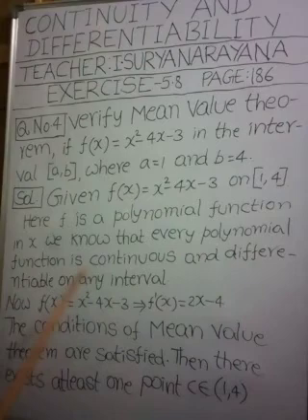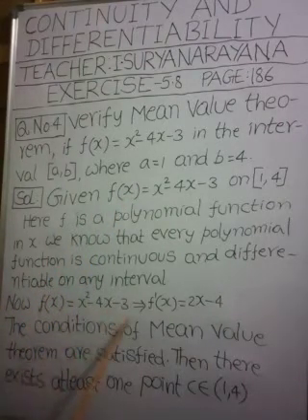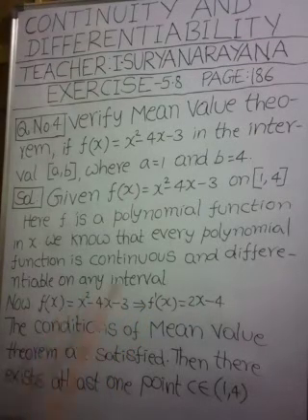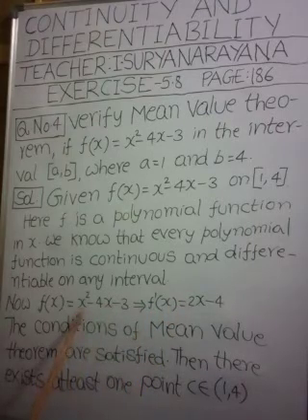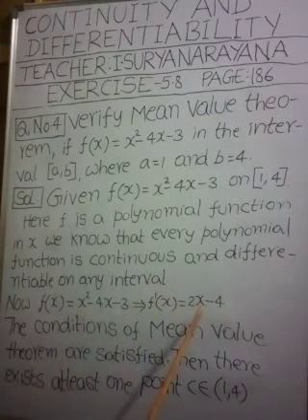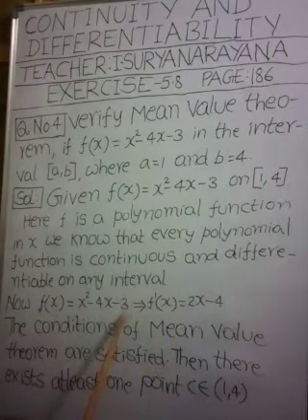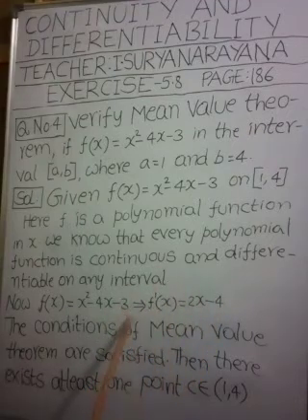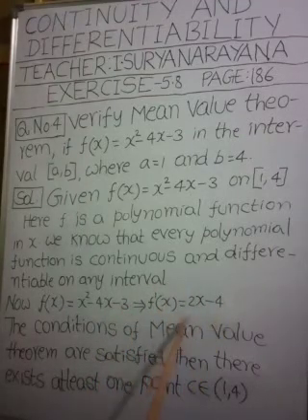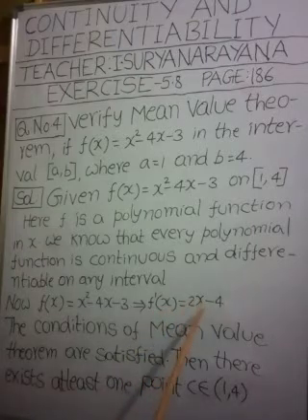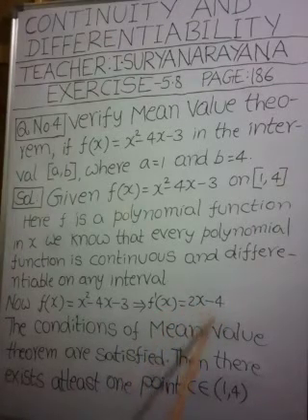Yes. Now let us take f of x, x square minus 4x minus 3. Now we are finding the differentiation of this function. F dash of x is equal to, what is the derivative of x square? 2x. What is the derivative of minus 4x? Minus 4. What is the derivative of minus 3? 0, because it is a constant. Understood this step, my children? We have found the differentiation of f of x. Then we got f dash of x is equal to 2x minus 4. Understood this step, my children?